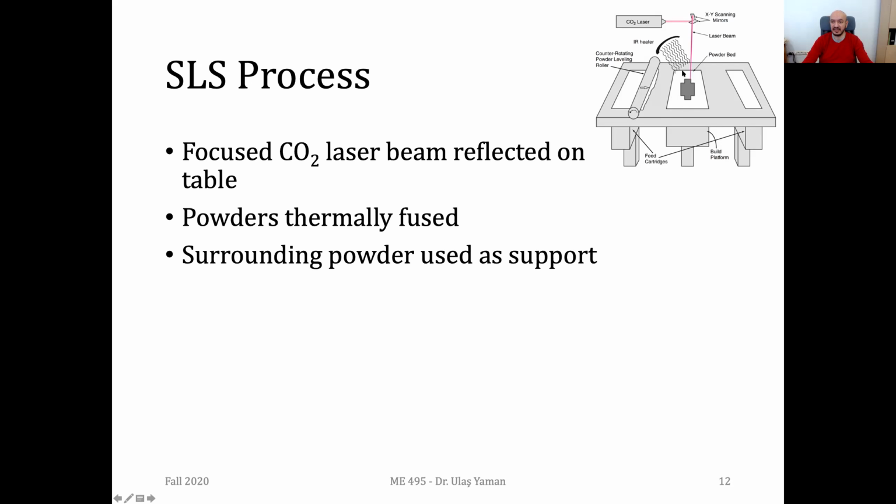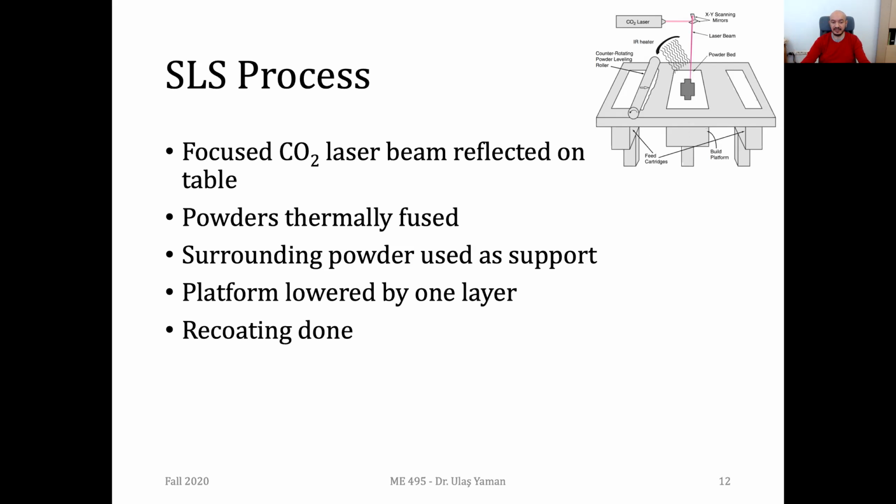And I said many times that the powders around, which are unsintered, are actually acting as a support structure. So you don't need to have special tree-like or accordion-like support structures. This comes from the fundamentals of additive manufacturing. We're always doing the fabrication layer by layer, and our platform will always be going downwards, always layer by layer.